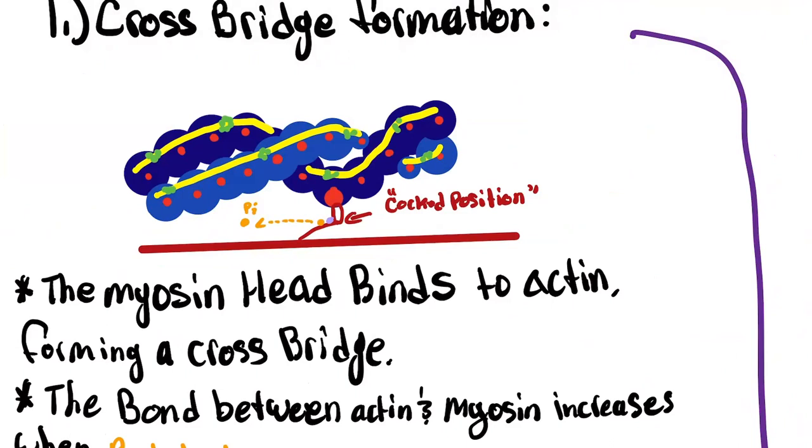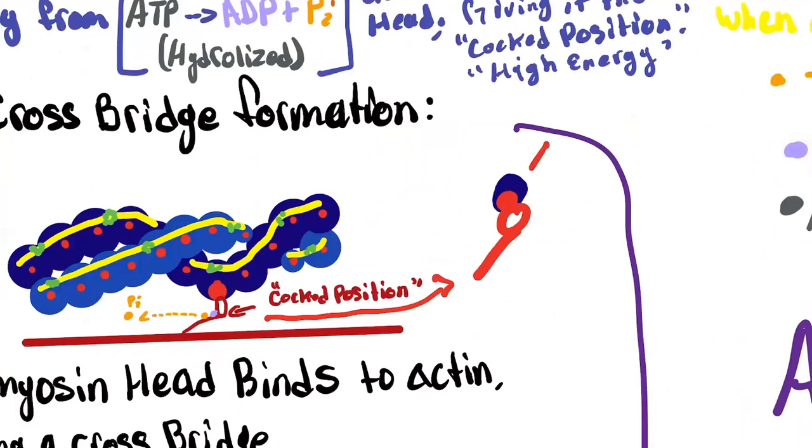So just imagine I just zoomed in here. This is the actin, and this is the myosin. This is called the cross bridge formation. So it's in the act of contraction.